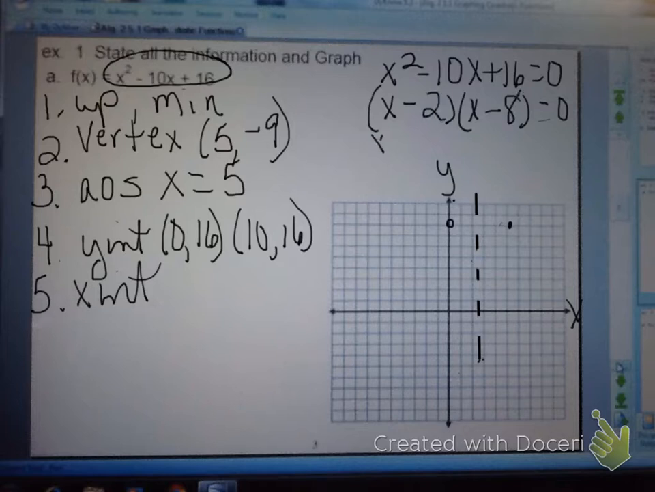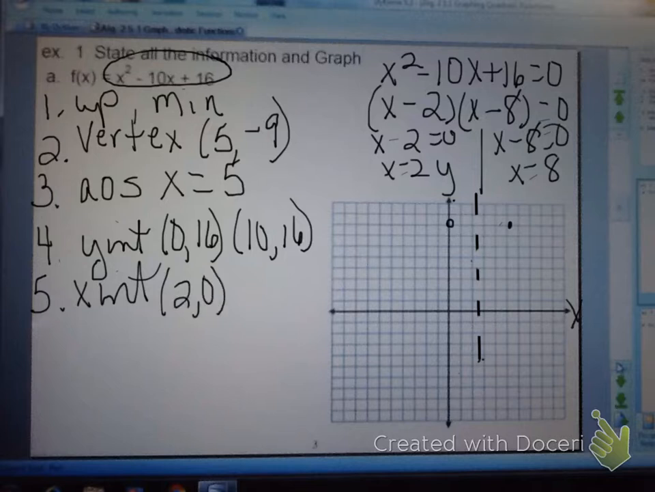So I put each one equal to 0. So x is equal to 2 and x is equal to 8. So that is the ordered pairs (2, 0) and (8, 0). So plot those 2 points. Plot the 2 points and draw your curve.